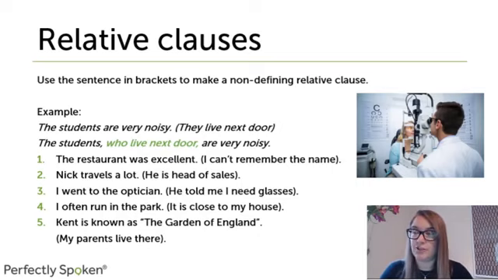I went to the optician. He told me I need glasses. I often run in the park. It is close to my house. Kent is known as the Garden of England. My parents live there. So 5 sentences that are 2 short sentences in each one, and I need you to combine them to make non-defining relative clauses. So you're going to need to pause the slide here for a moment, and then we'll check our answers together.